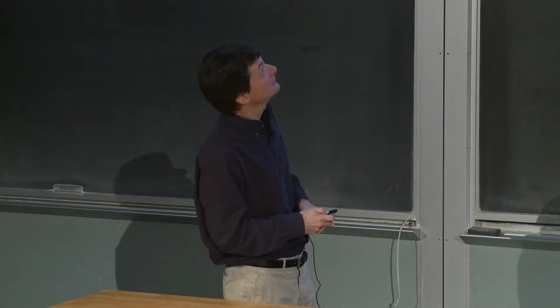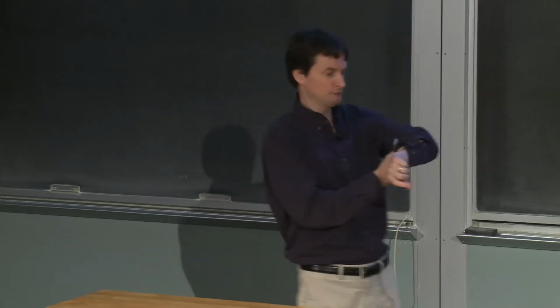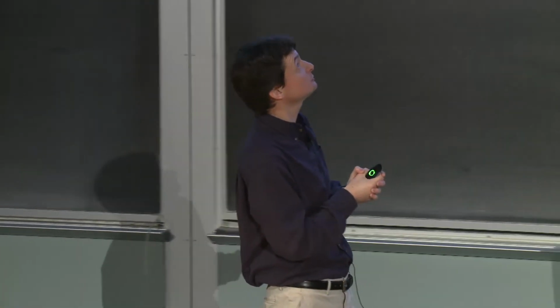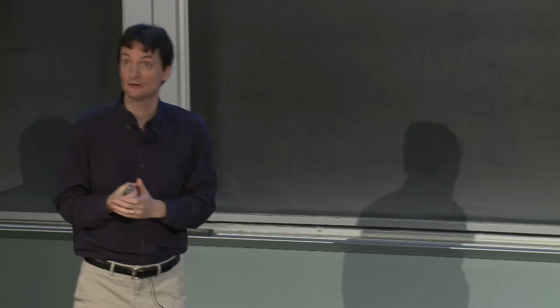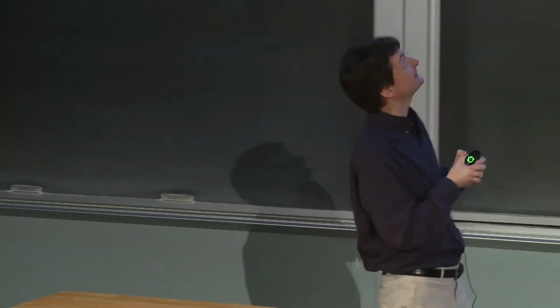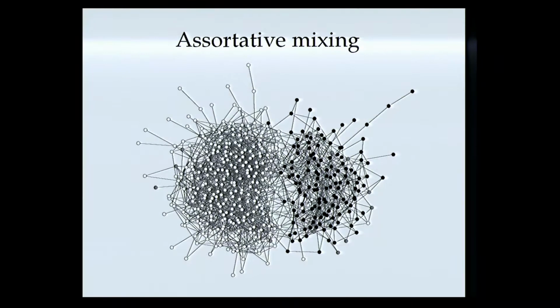OK, very good. So now, in the remaining time, I've got about 10 minutes left, I wanted to talk about some work that we've been doing here at Michigan. And one of the things that we've been looking at is so-called assortative mixing. So here is a picture.